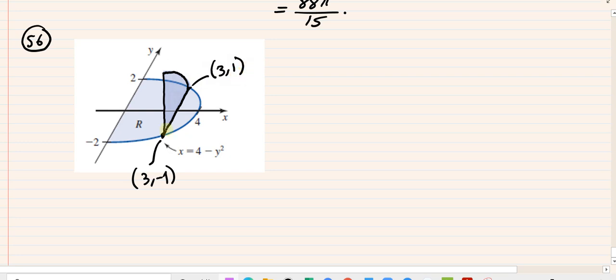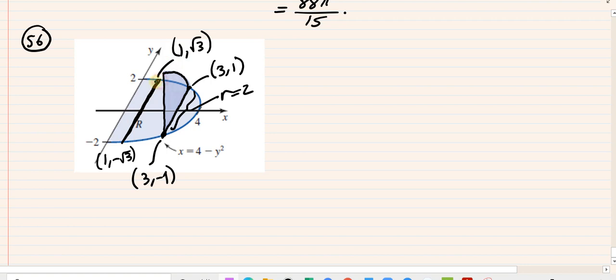3, 1 here. So the radius is actually the distance from 3, negative 1 to 3, 1. That's the radius. R is 2. Let's say I'm at 1 now. When x is 1, 1 equals 4 minus y squared, so y squared is 3. Negative root 3 here, and this is 1, root 3.